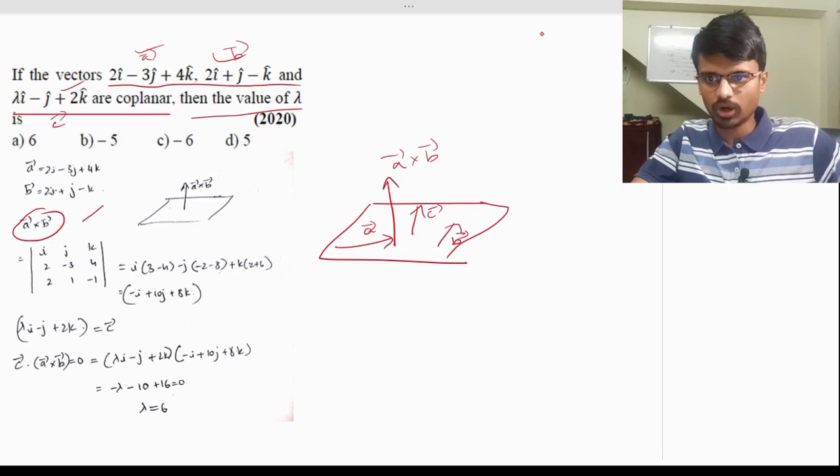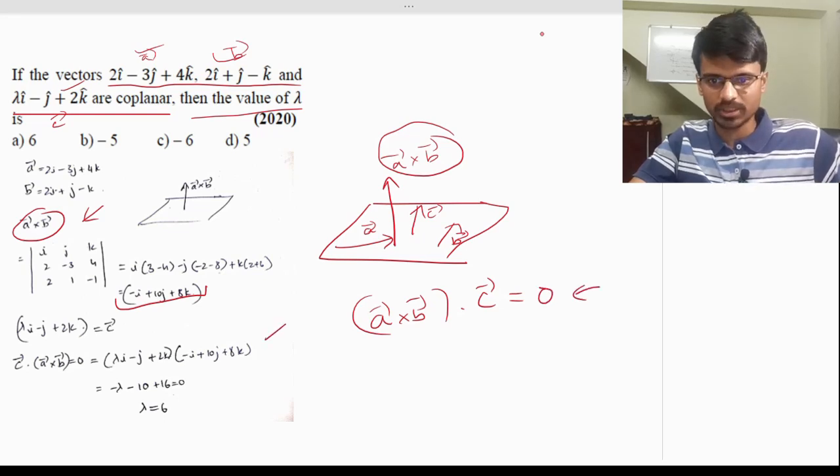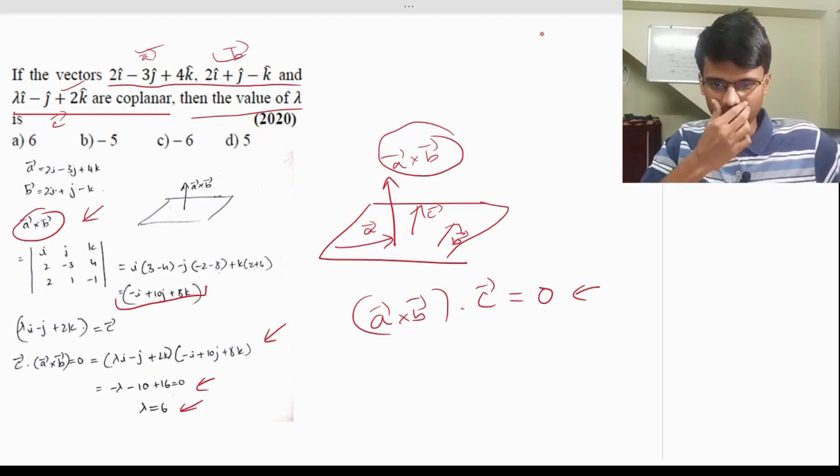If we find the cross product of the vectors, we'll get minus i cap plus 10j cap plus 8k cap. Now, this vector is perpendicular to the plane and our vector C lies on the plane. So what happens to the dot product? A cross B dot C, because they are perpendicular, the dot product will be 0. If I use this information and find the dot product, I'll get the value of lambda. Okay, that is how you can find this out.